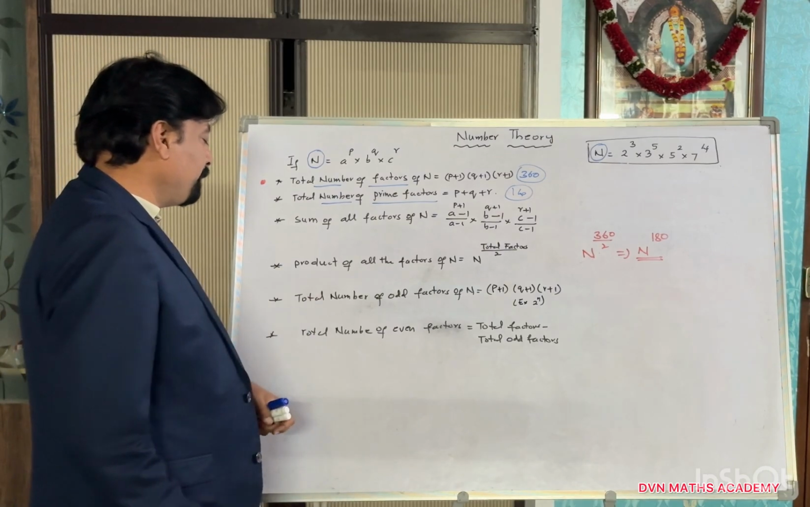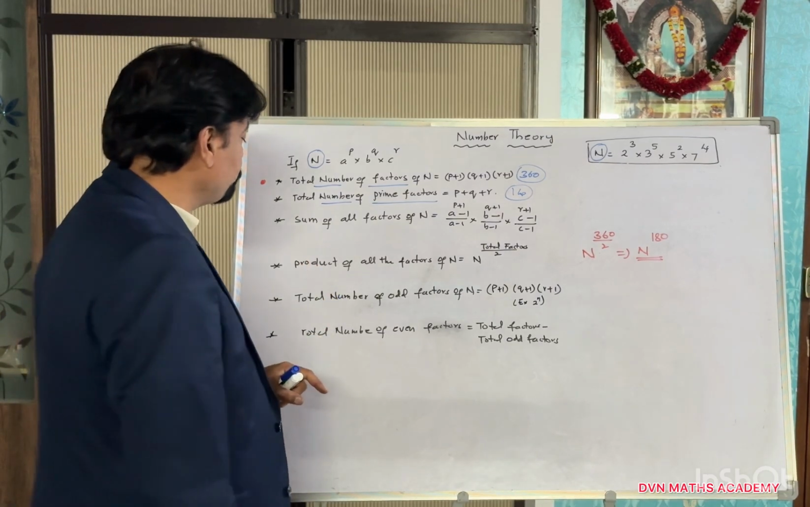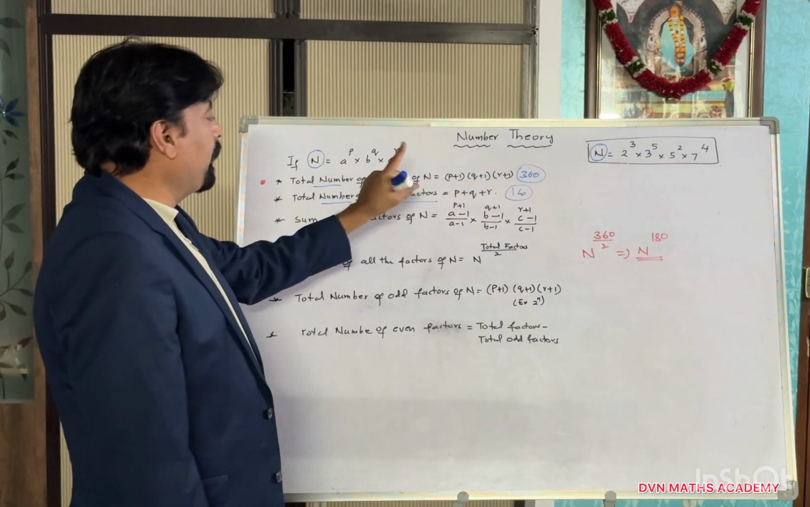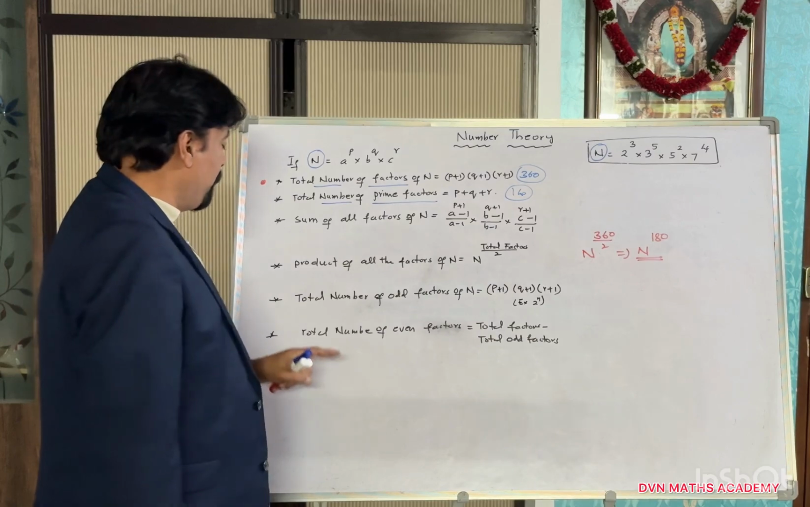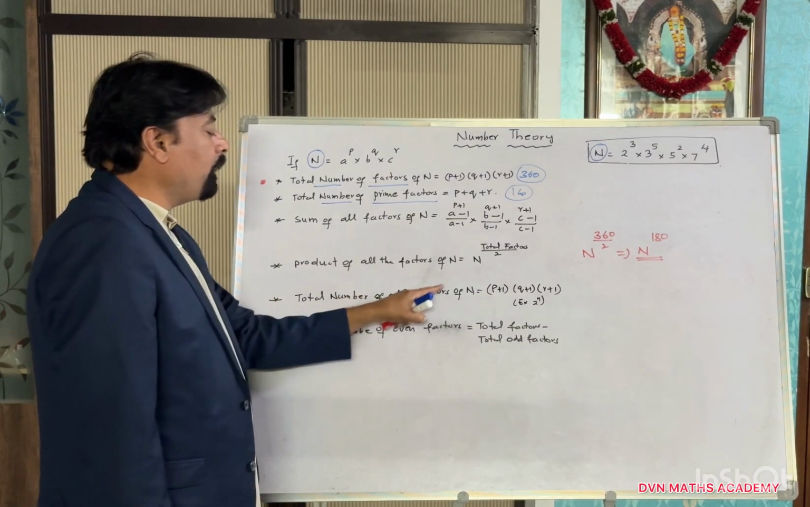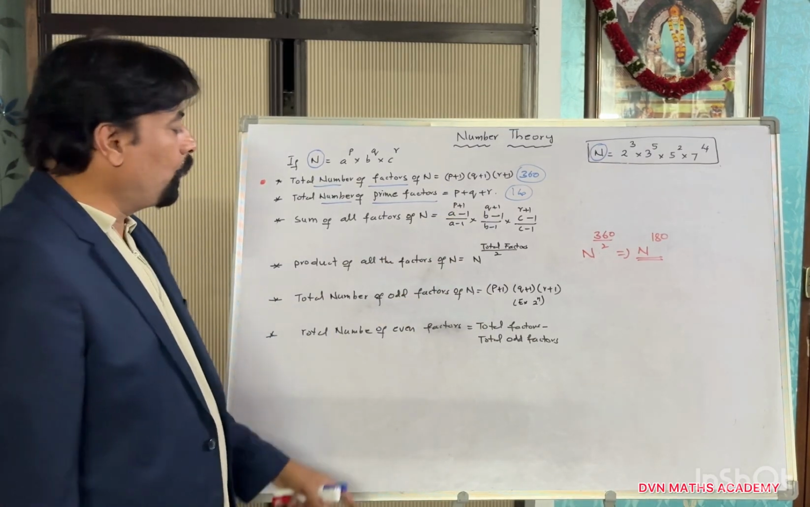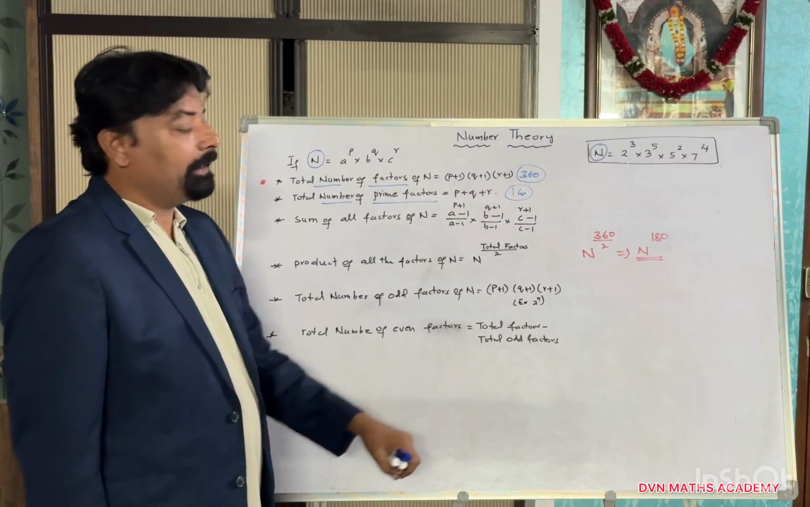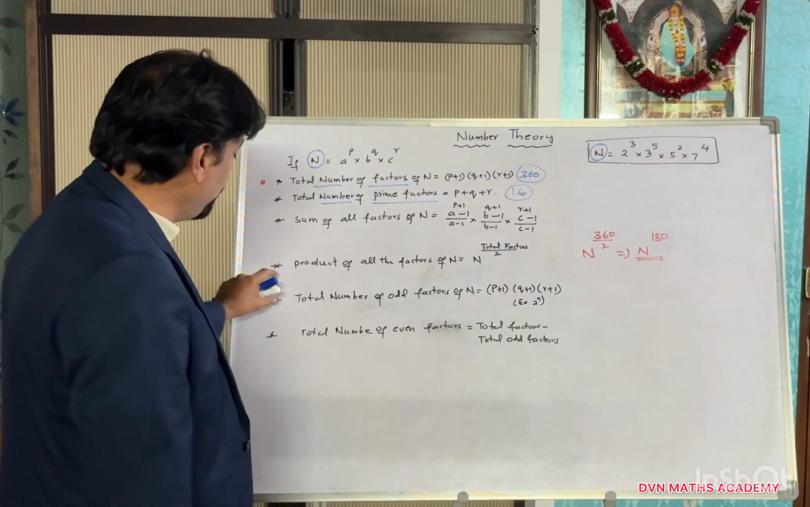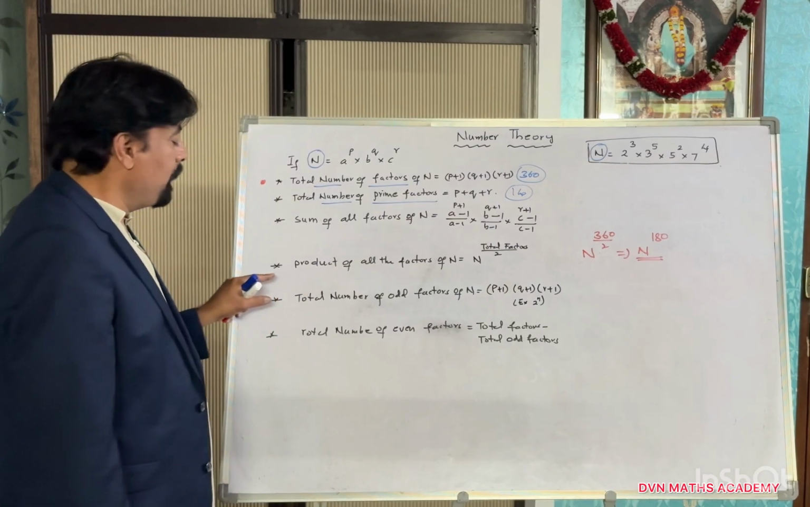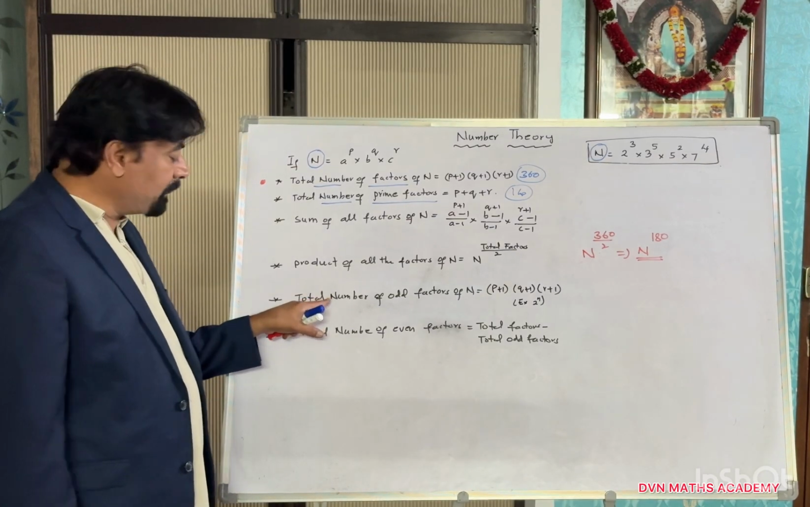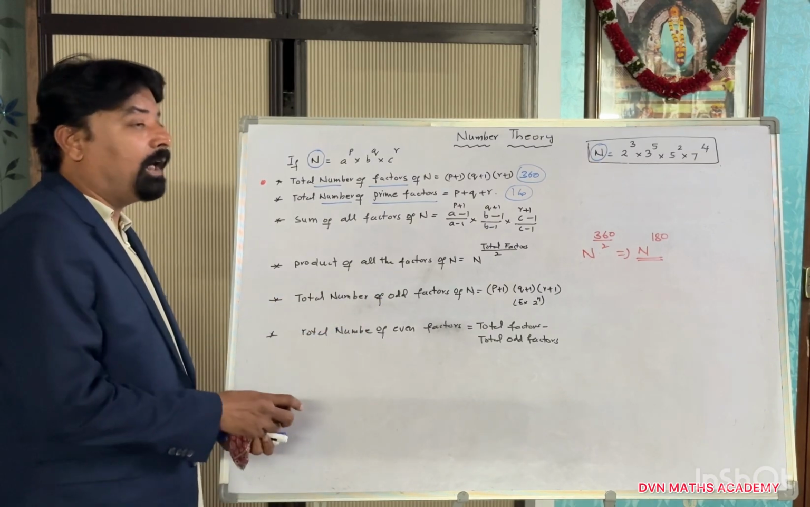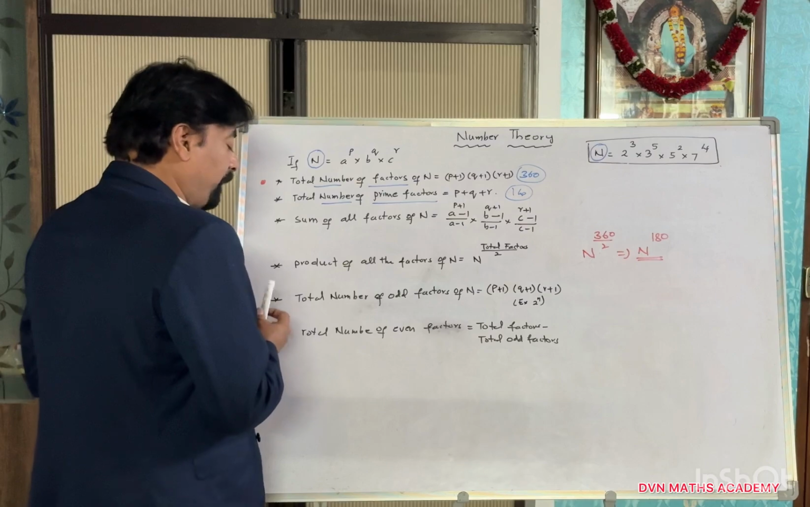The next concept: I told you the total number of factors of the given number is 360. But here it is the total number of odd factors of the given number. This is very, very interesting and very, very important also. Many times this type of question is asked. You want to concentrate on the total number of odd factors.